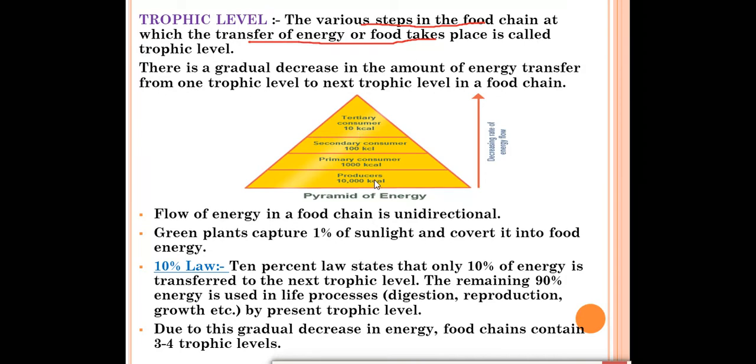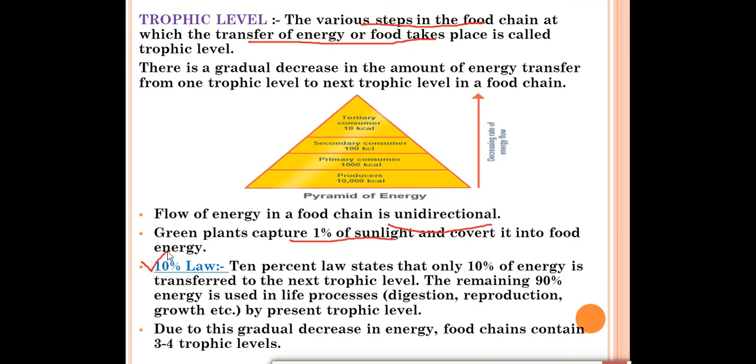So what happens? In each step of the food chain, energy is decreasing, and at the top, the energy will be least. The energy will decrease gradually, moving from one step to the other, or one trophic level to the next trophic level. Flow of energy in a food chain is unidirectional. I have told you that energy will always flow in one direction only. Plants capture 1% of sunlight and convert it into food energy. Okay, during photosynthesis, the plants will capture 1% of sunlight. They will absorb 1% of sunlight and convert it into food energy.